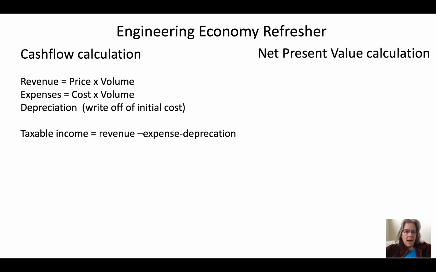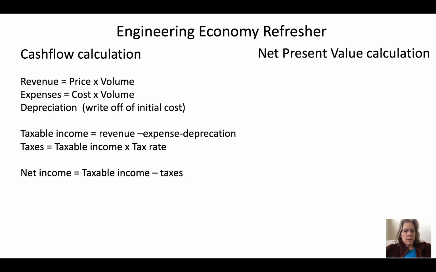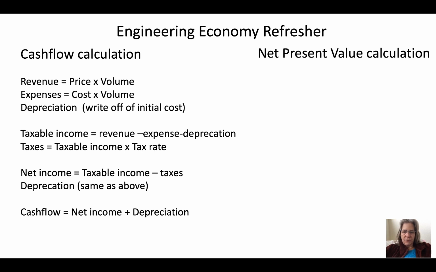From that, we get taxable income, which is revenue minus expenses minus depreciation. Taxes then is a percentage of taxable income. And then net income is equal to taxable income minus taxes. Then we take depreciation, the same as above, and add it back to get cash flow. So net income plus depreciation is cash flow. That's generally how you do the calculation.